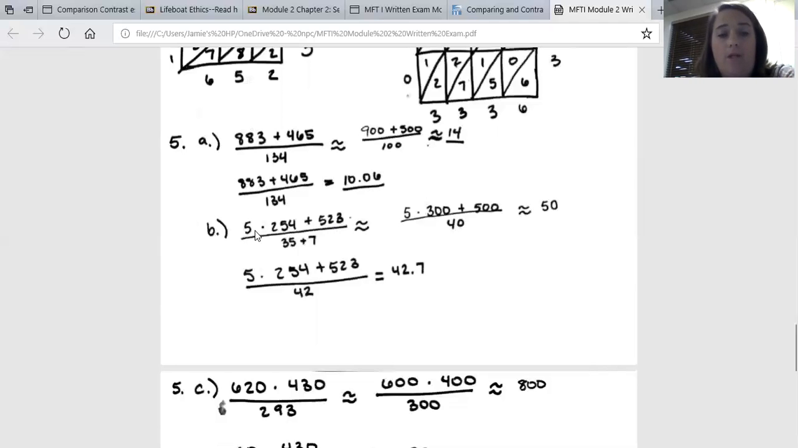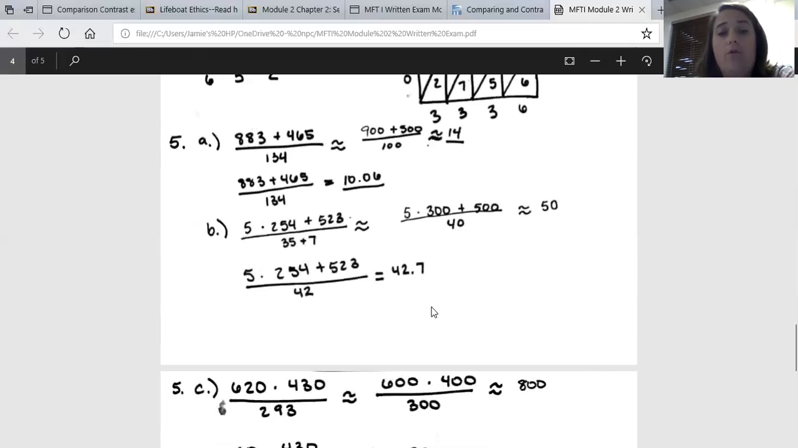On B, we take 5 times 254 plus 523. Following order of operations, the estimation of this would be 50. And then when we solve the actual problem, it comes to 42.7.